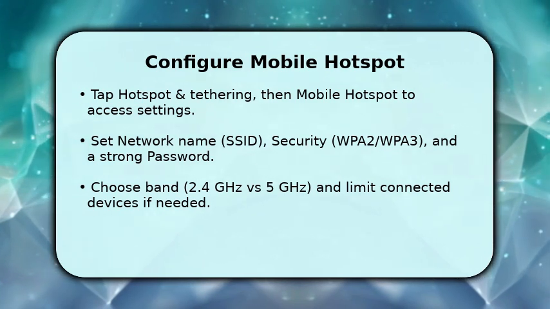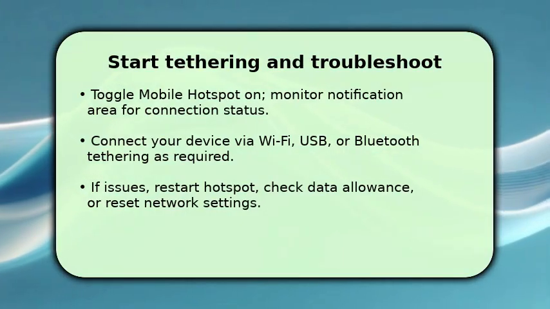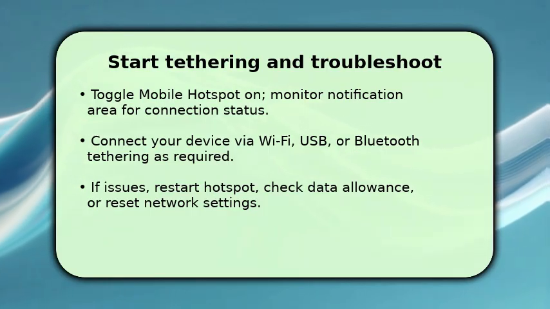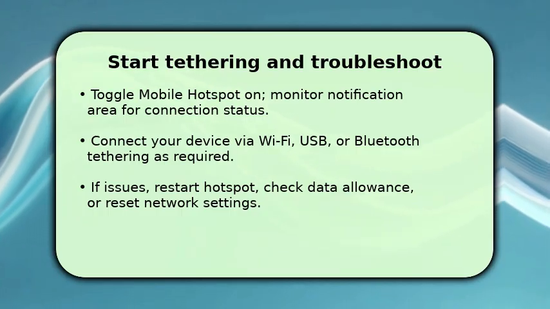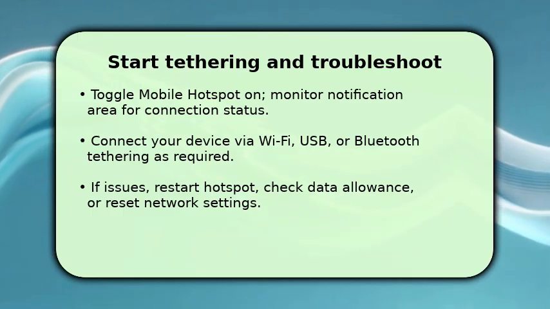Now toggle Mobile Hotspot on and watch the notification area for its active status. That confirms broadcasting. Connect other devices via Wi-Fi or use USB or Bluetooth tethering if you prefer a wired or low-power link. Once connected, test web access to confirm functionality.